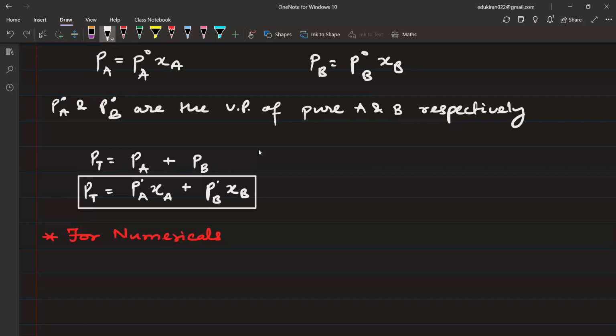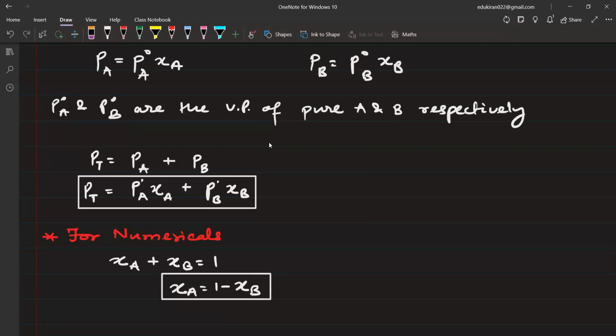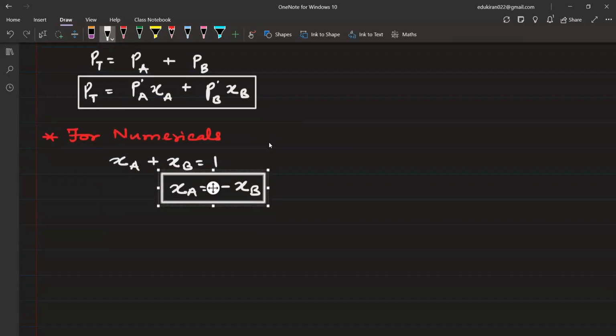Now in numericals, generally you will be given the mole fraction of the solute, and we know chi A plus chi B is equal to 1. So chi A is equal to 1 minus chi B. Why have I written it in the form of chi A? Because if chi B is given, you can already determine chi A. Next, we will plug in this chi A in the main equation.